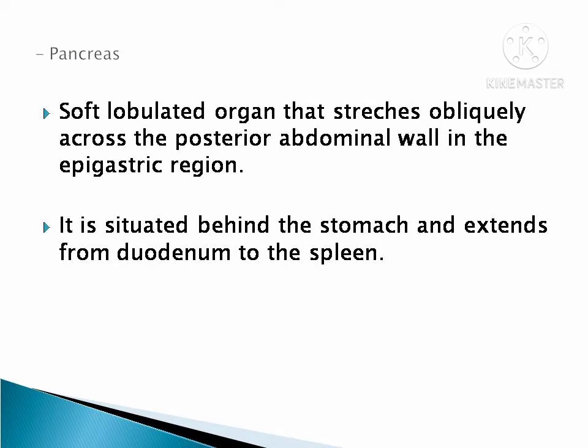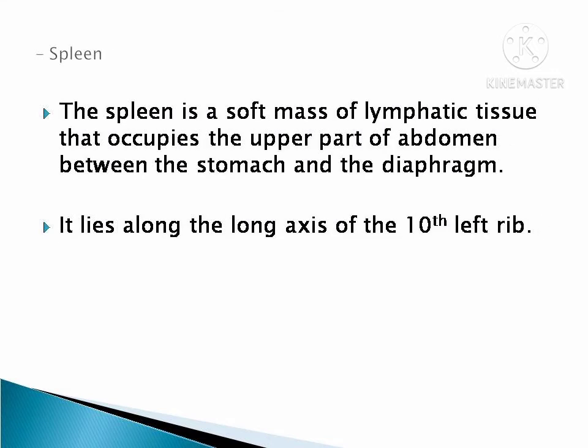Pancreas, soft lobulated organ that stretches obliquely across the posterior abdominal wall in the epigastric region. It is situated behind the stomach and extends from duodenum to the spleen. Spleen. The spleen is a soft mass of lymphatic tissue that occupies the upper part of abdomen between the stomach and the diaphragm. It lies along the long axis of the 10th left rib.